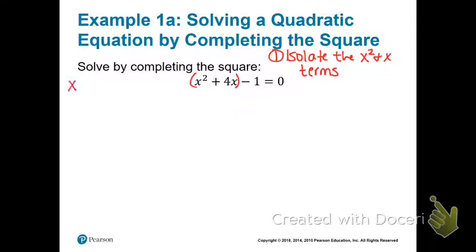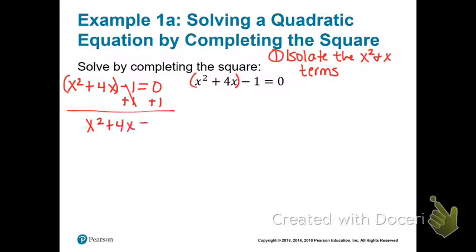I'm going to rewrite this over here so I can do it and not in the middle of my paper. Since I need to get these two by themselves, I'm going to move this 1 over by adding it, because it was a minus. So now we have x squared plus 4x equals 1. Okay, our second step is to common factor, or divide out, the number in front of x squared.